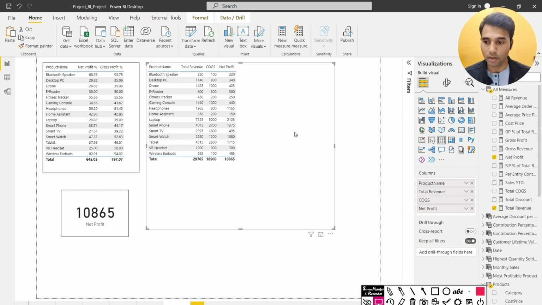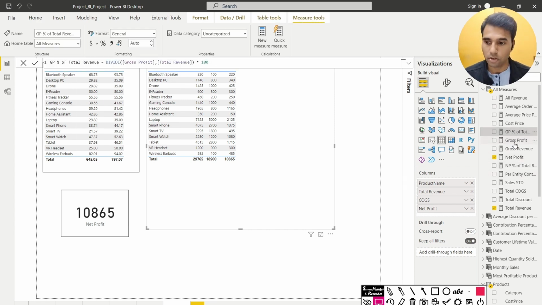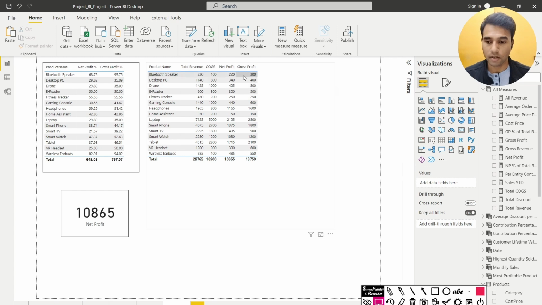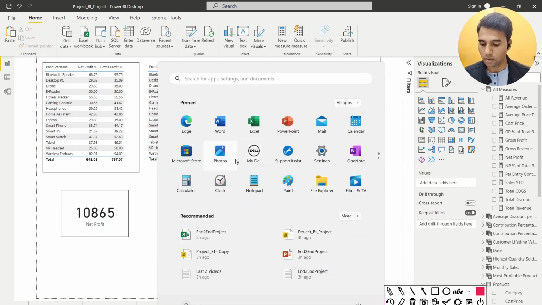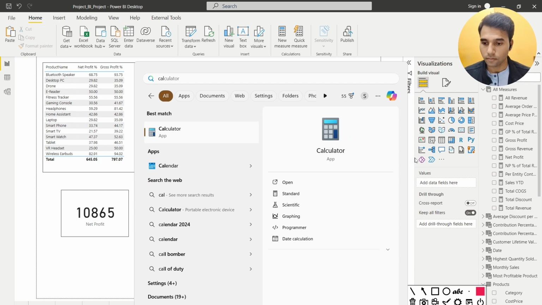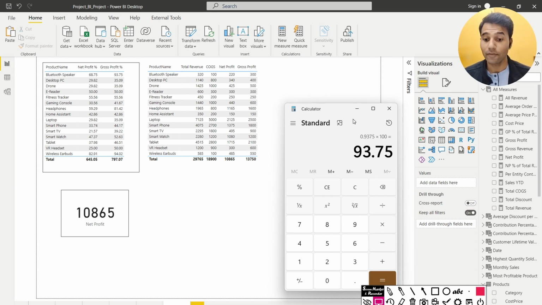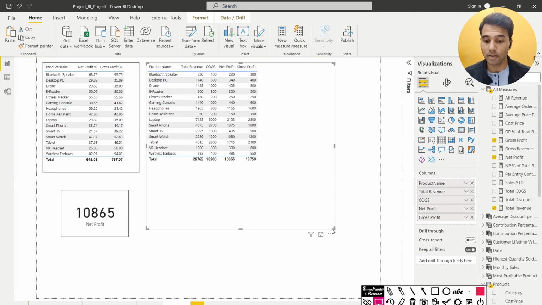Now, if I want to calculate the gross profit, it is going to be gross profit percentage. Gross profit is gross revenue minus cost price, and gross profit percentage is percentage of total revenue, which means it's going to be 300 divided by 320. Let me again check my calculator. So 300 divided by 320, 93.75. So we have verified that the calculations that we have done are actually correct.